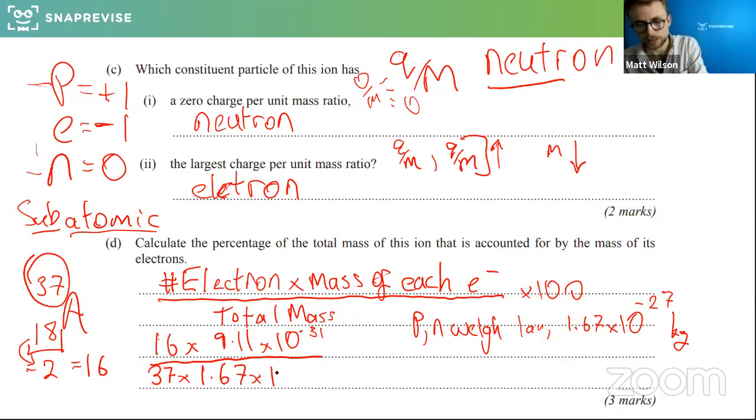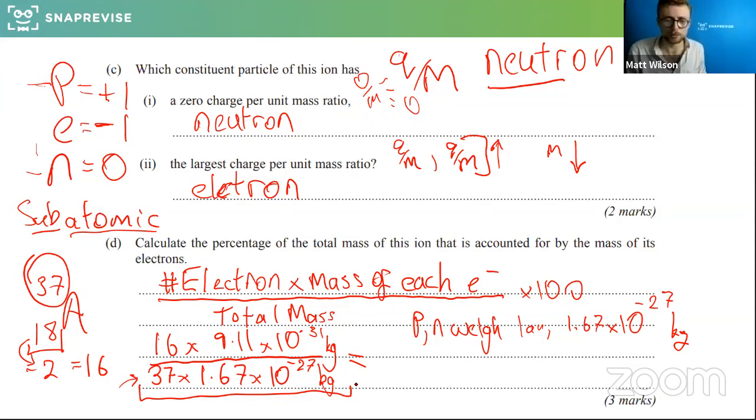67 times 10 to the minus 27 kilograms. Always nice to keep track of your units. Now, of course, we should have actually added in the masses of the electrons again here. We're trying to find the electron masses over the total mass. But since the electron masses don't really contribute much to the total mass, we can just use this number here. We'd be adding on a teeny tiny amount if we added on the masses of the electrons here as well.